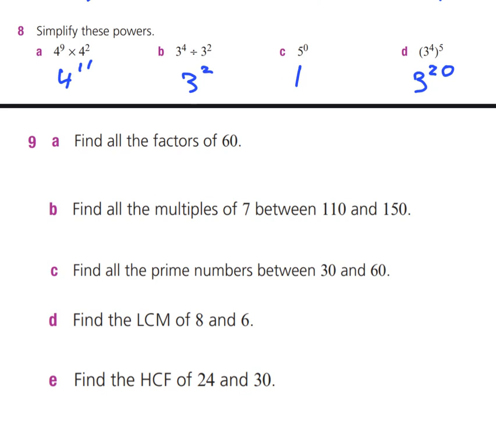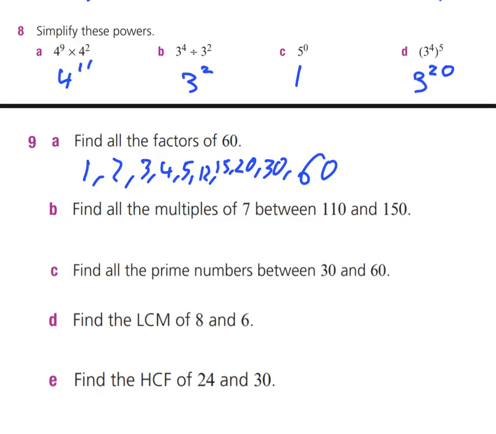Find all the factors of 60. So 60, there's 1 and there's 60, because 1 times 60 is 60. There's also 2 times 30. There's also 3 and 20. There's also 4 and 15. And there's also 5 and 12. Just had enough room.